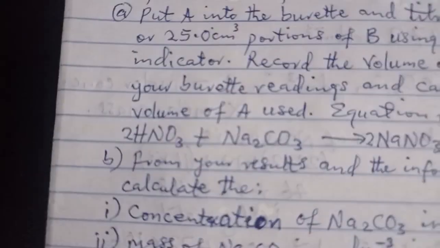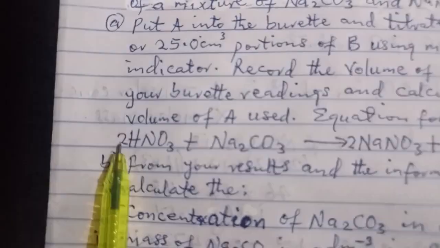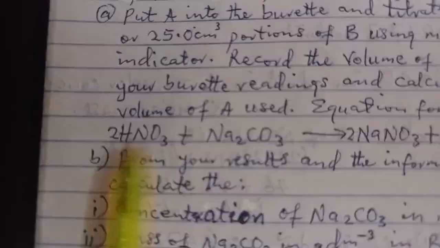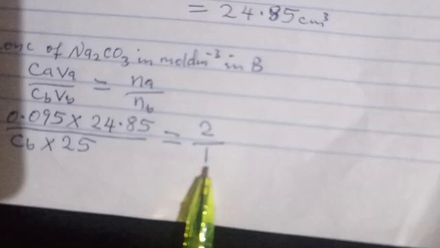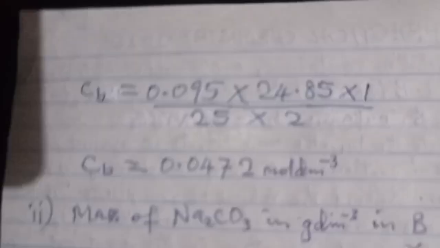You go to the equation. You can see the balanced equation of that reaction. You have 2:1. That's acid and base respectively. So you put 2 for NA, then for NB, you put 1. In that place, you are done. Once you are able to substitute correctly like that, then move to the next step, which is making CB the subject of the formula by cross multiplication.